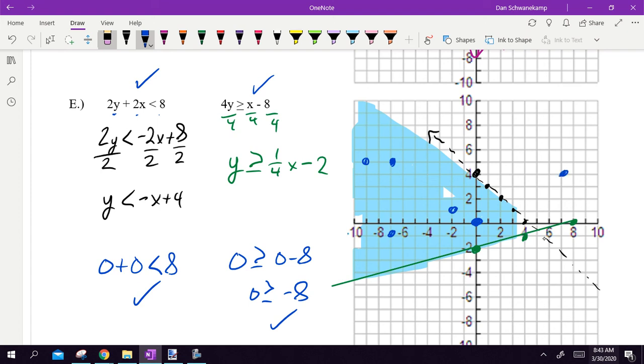If I picked this ordered pair, it's not in the correct section. It's not going to make it true. That's what we're doing with systems of inequalities.